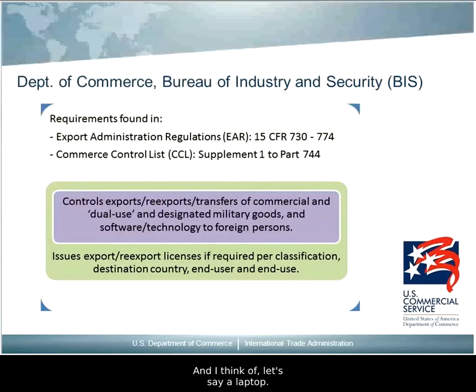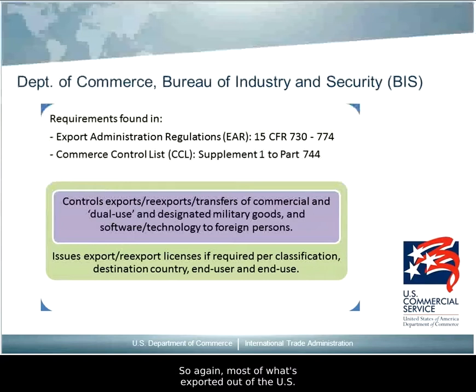And I think of, let's say, a laptop. You can have the civilian user, like all of us, using a laptop, but then also you can have the military end user using a laptop. That's an example of a dual use item. So those items are also controlled under the EAR, or the Export Administration Regulations. And then likewise, there is a very small subset of specific military goods that, based on their technical parameters, don't warrant control under the military regulations, and I'll talk about those in just a second.